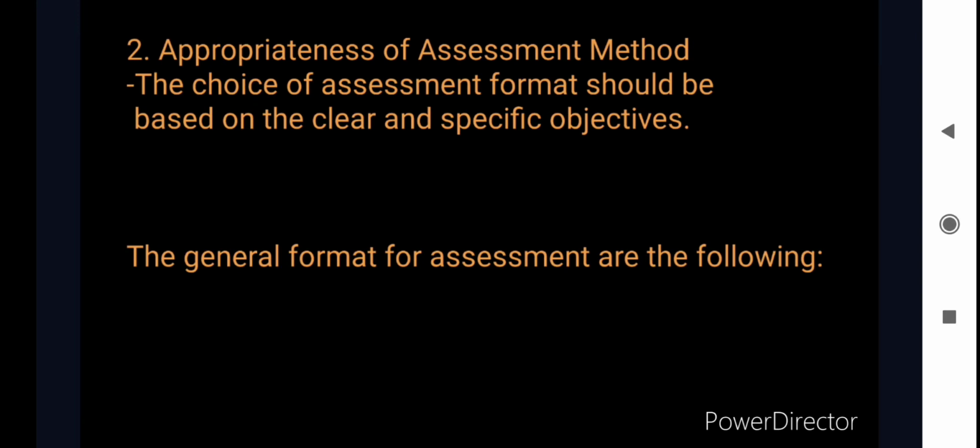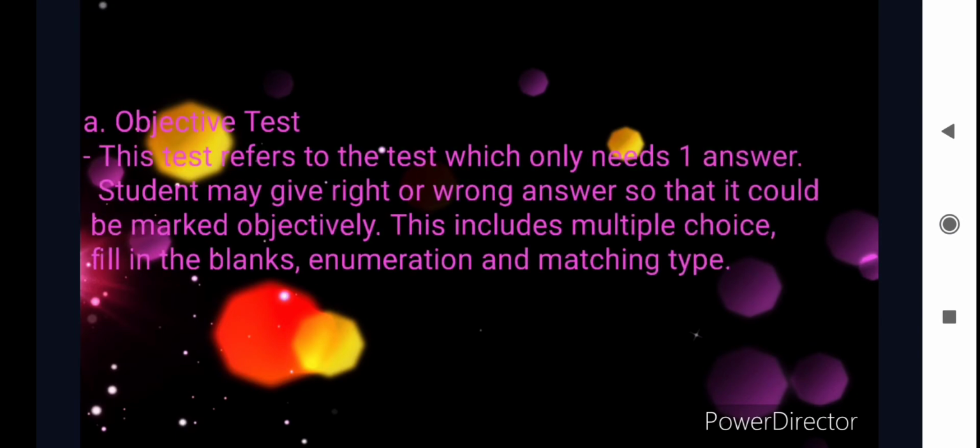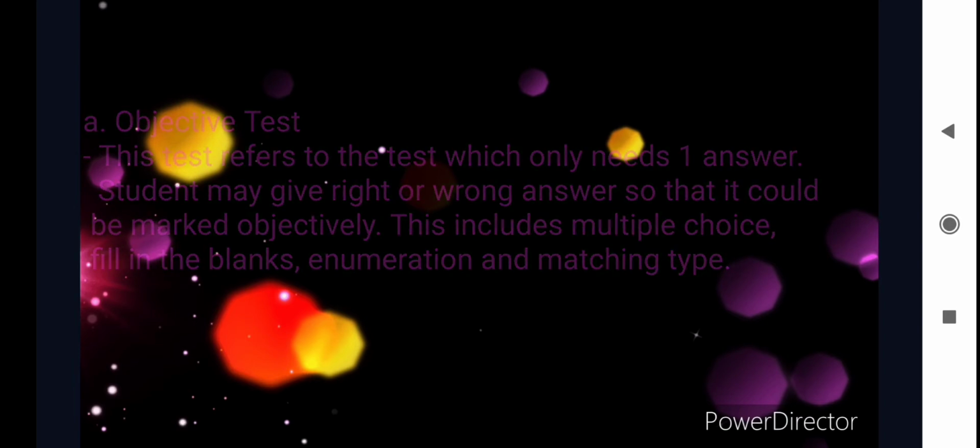Second is appropriateness of assessment method. The choice of assessment format should be based on clear and specific objectives. The general formats for assessment are the following. A. Objective test. This test refers to the test which only needs one answer. Students may give a right or wrong answer so that it could be marked objectively. This includes multiple choice, fill in the blanks, enumeration, and matching type.